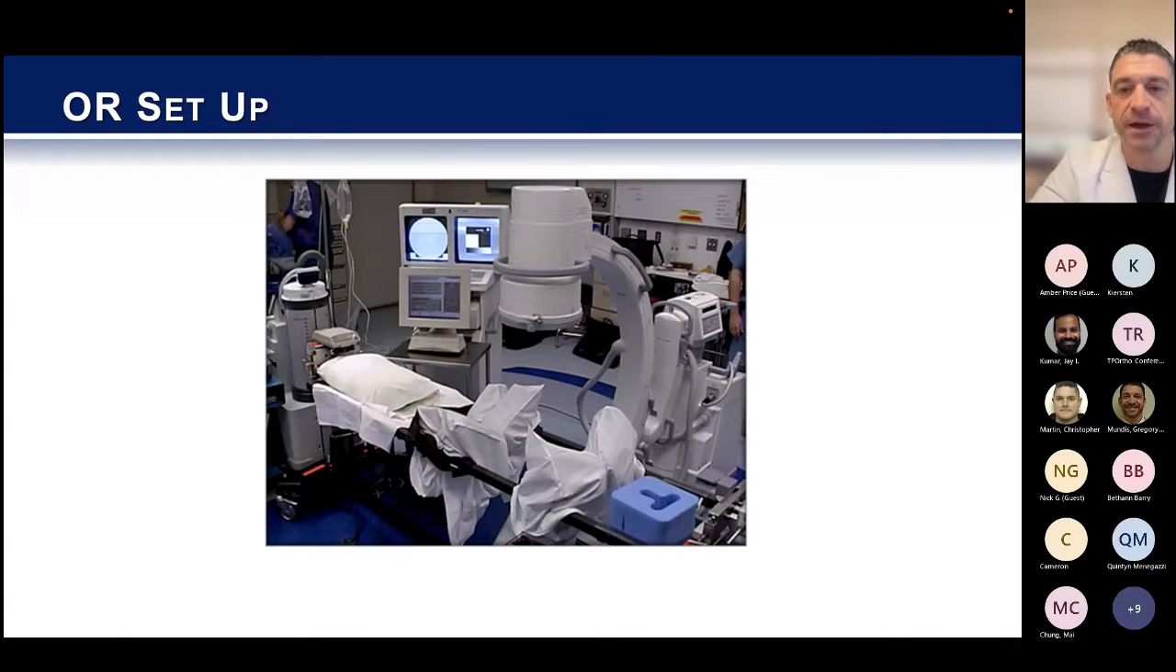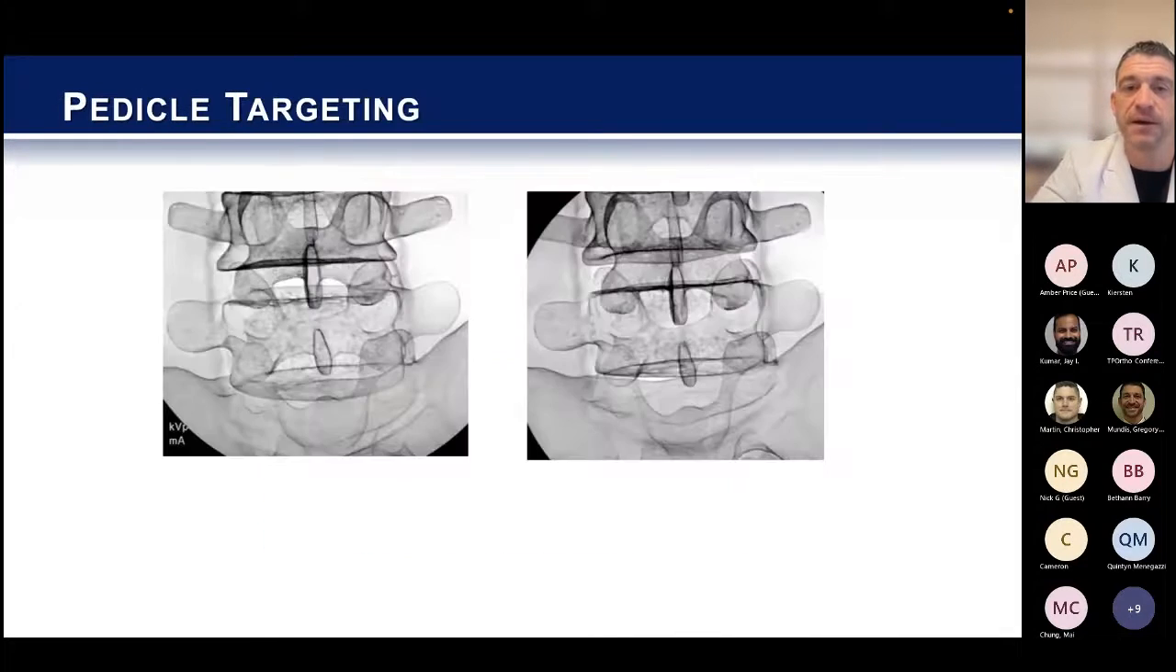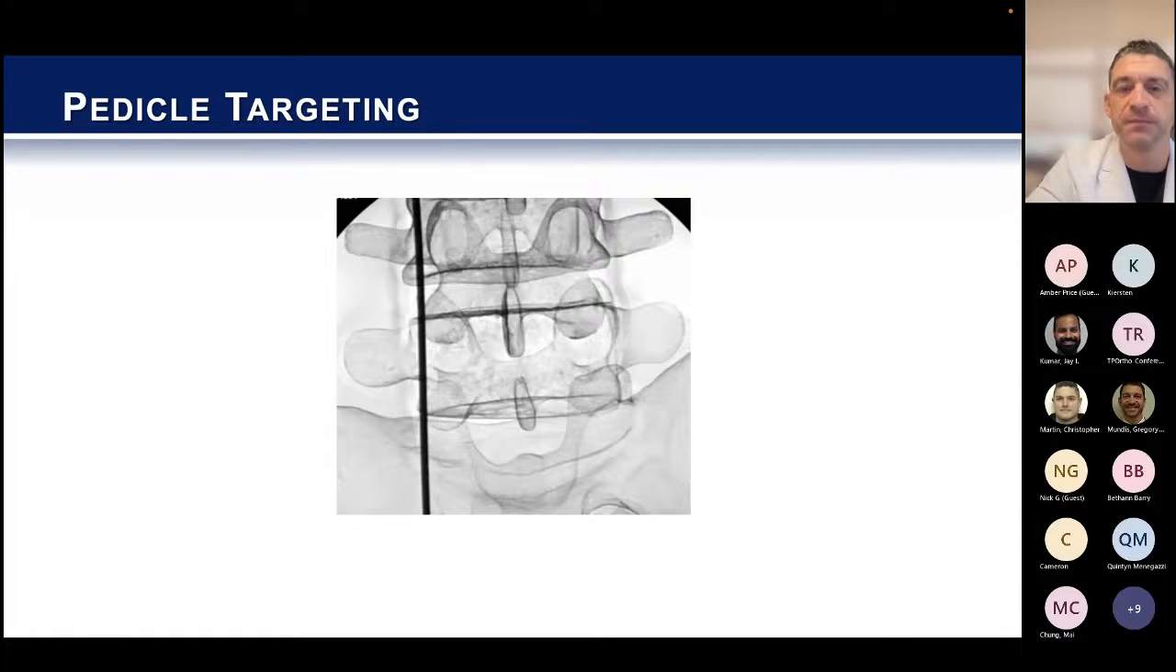I'll try not to take too much time going through this, but a lot of times you're just having a regular Jackson table or a fluoro table of some sort and a C-arm, and that's typically what we're using. I'm going to use this animation just so that we have nice pedicle anatomy, but what you're doing here is basically trying to figure out where the lateral border of the facet is, or the lateral border of the pedicle, because that's going to be frequently where your Jamshidi needle actually enters into the bone.